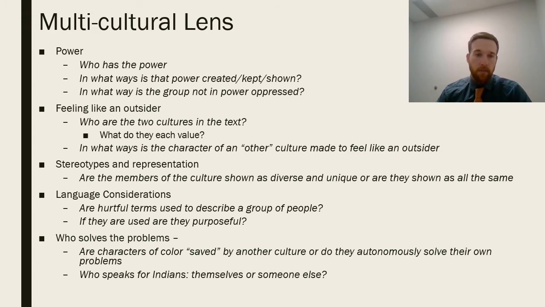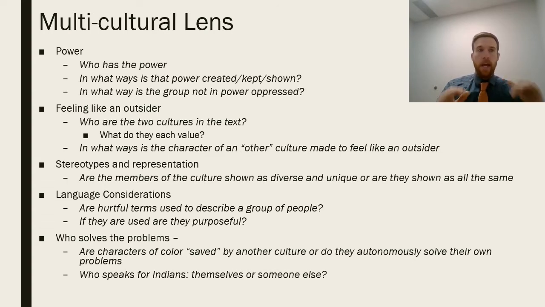Third is stereotypes and representation. The people in the other culture, the outside culture, are going to be shown a certain way. Do they all look the same, sound the same, feel the same, or are they shown as unique people? Is there diversity within that culture? Do we get a good representation of that group, or is the author not giving us a full representation of it? Fourth is language considerations. What terms are used to describe these people? Are they hurtful terms? Are they respectful terms? If hurtful terms are in there, are they in there for a purpose? Why did the author say it that way? We want to be looking at that.